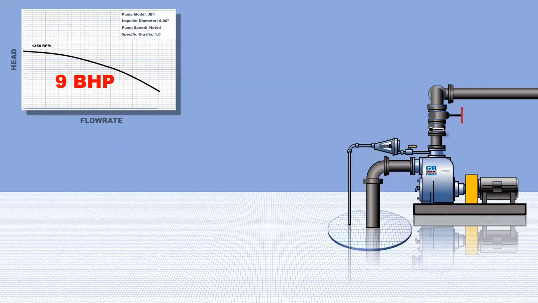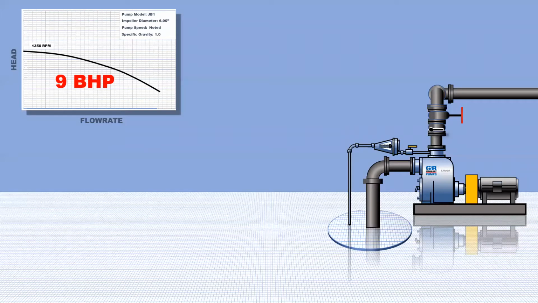Adrian? Well, one option is just to oversize the motor, to go up to a 15 horsepower motor. Okay. So if you're going to run a 15 horsepower motor, 77% of that is well over 9 brake horsepower. So we would have enough torque to turn the shaft at 1350 RPM.